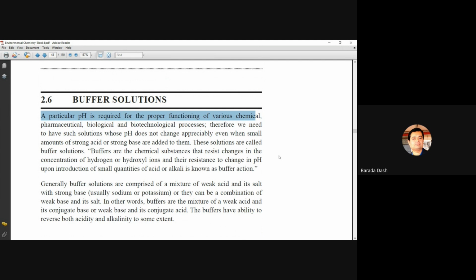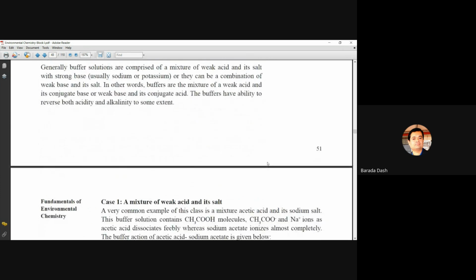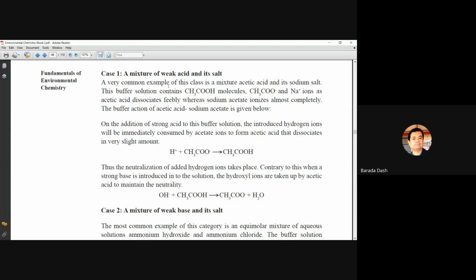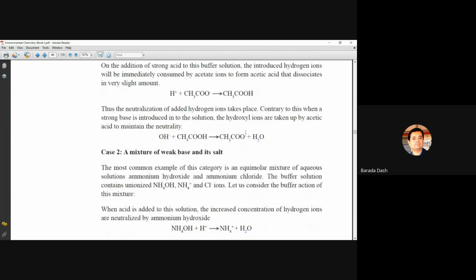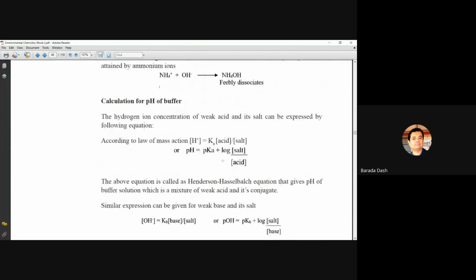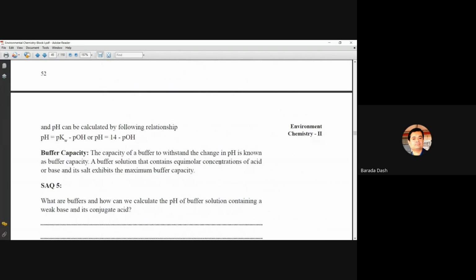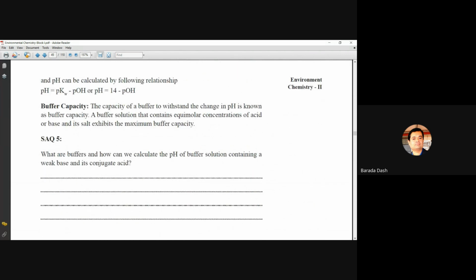But only to a certain extent, which is called buffer capacity. If you exceed the buffer capacity, that is, the absorbing power of the buffer solution, then your pH might change. But within the buffer capacity, if you add acid or base, the pH will not change. So case 1, how a buffer is made: a mixture of weak acid and its salt, or a mixture of weak base and its salt. The capacity of a buffer to withstand the change in pH is known as buffer capacity. A buffer solution that contains equivalent concentrations of acid or base and its salt exhibits maximum buffer capacity.